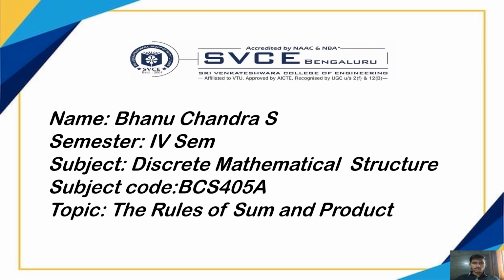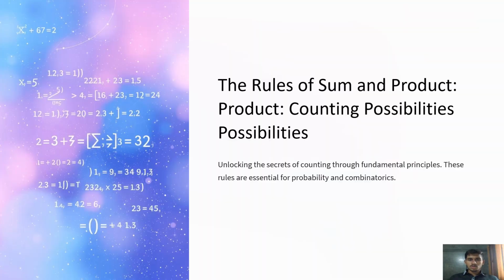My name is Bhanu Chandra and I'm studying in Sri Venkateshwara College of Engineering, which is autonomous now. I'm studying in fourth semester and today we'll talk about the subject Discrete Mathematical Structures. The subject code is BCS 405A and today's topic is the rules of sum and product. So let's get started. The rules of sum and product: counting possibilities.